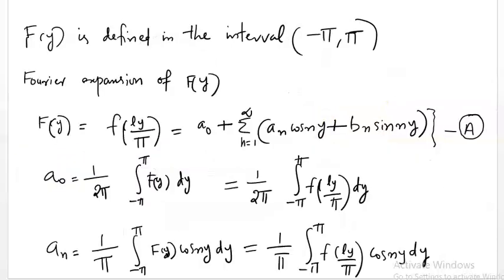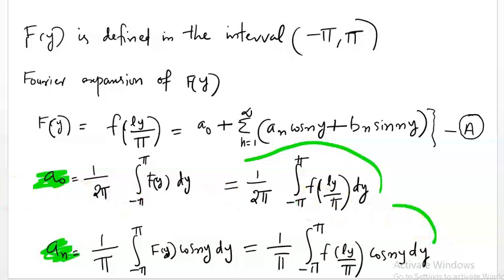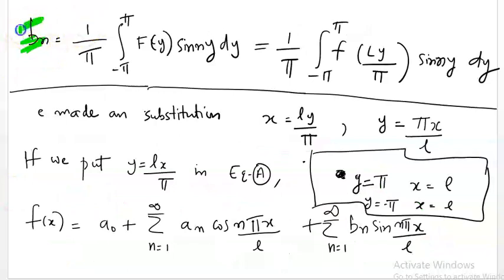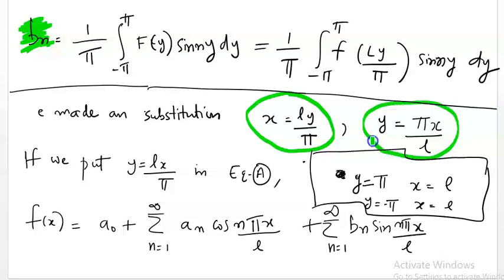Now in all these three equations, for a0, for an and for bn, we make this substitution, x equal to Ly by pi. Or y we know will now be pi x by L.